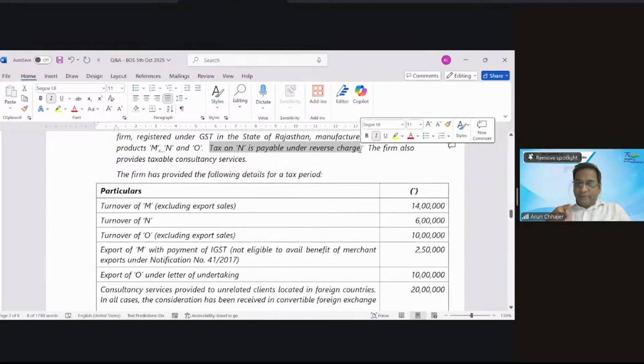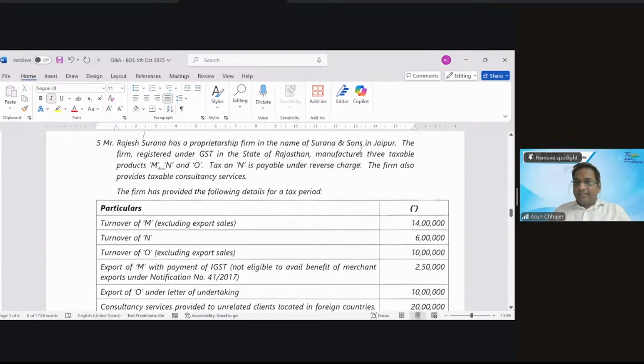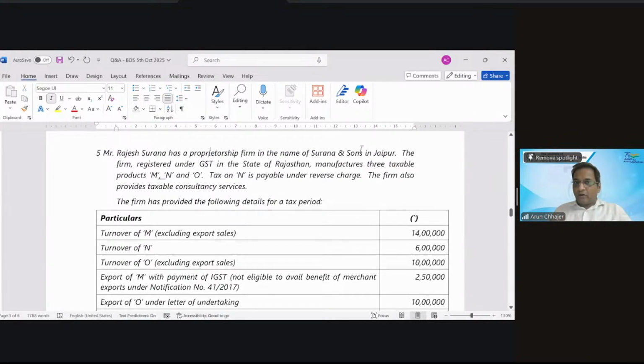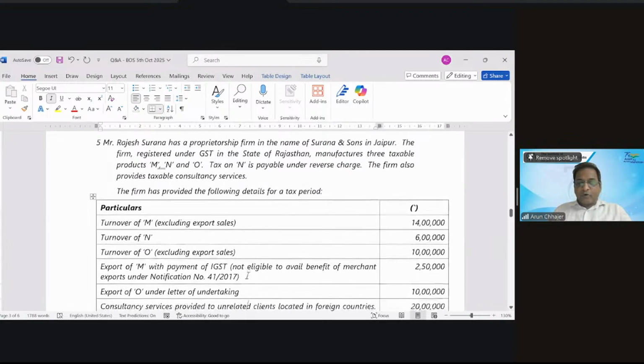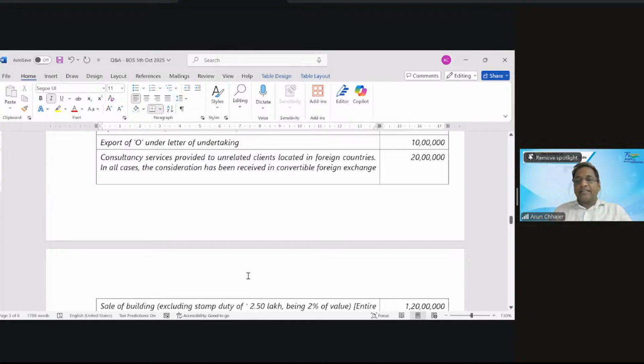So will the tax be paid by this organization or the recipient of this particular product? Who will pay the tax? Will the tax be paid by Rajesh Surana or the recipient of product N? Recipient. Again, turnover of product O is 10 lakh rupees, and export of O under LUT is 10 lakh rupees.